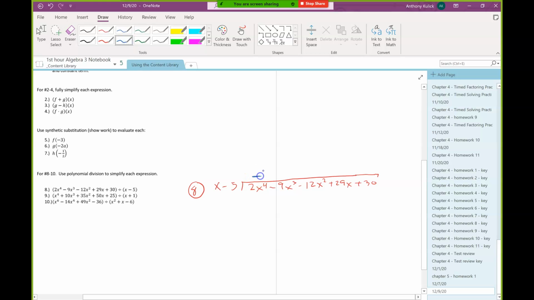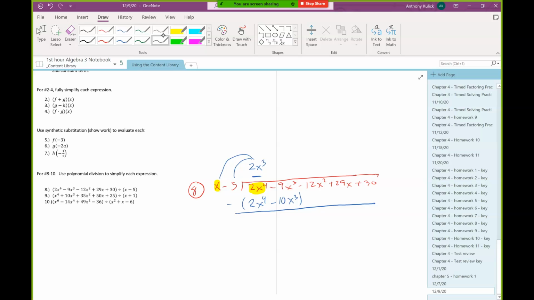Just ask ourselves, how many times does x go into the 2x to the fourth? Well, that's going to be 2x to the third, because 2x to the third times x gives me 2x to the fourth. And I multiply that to both parts of my divisor. And then I subtract.